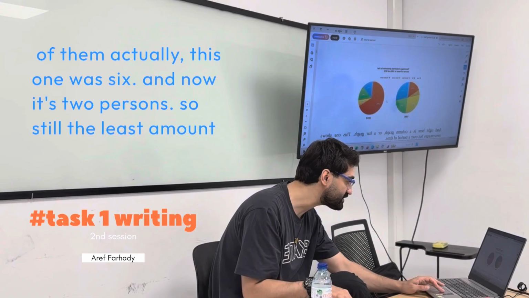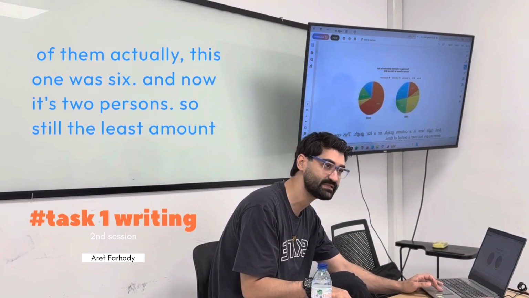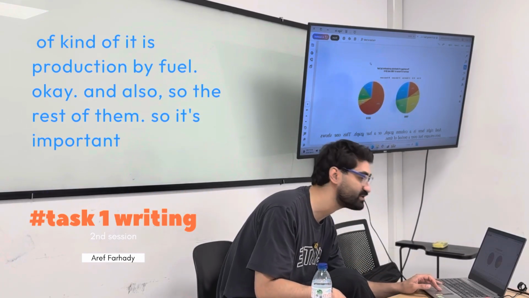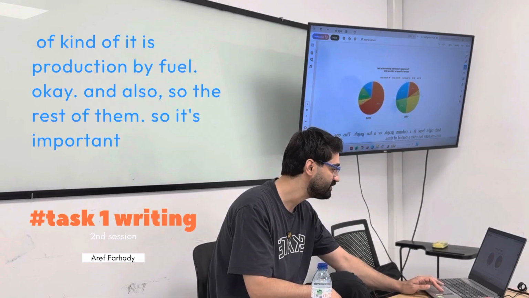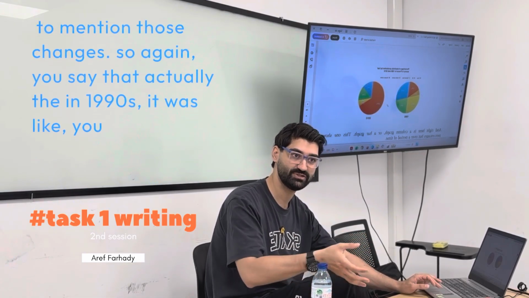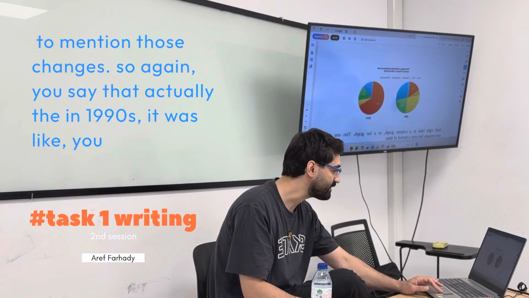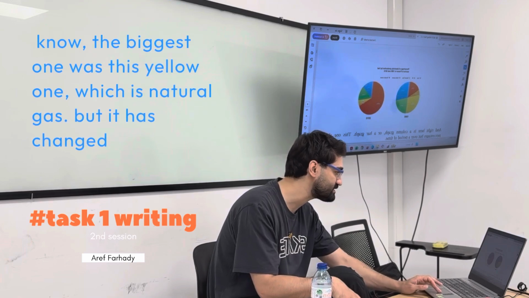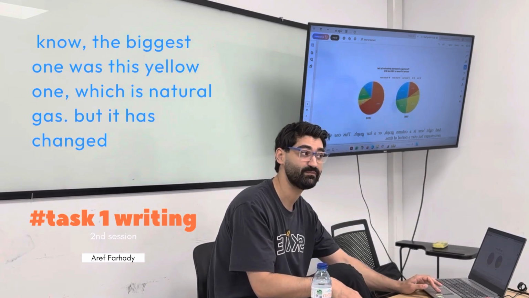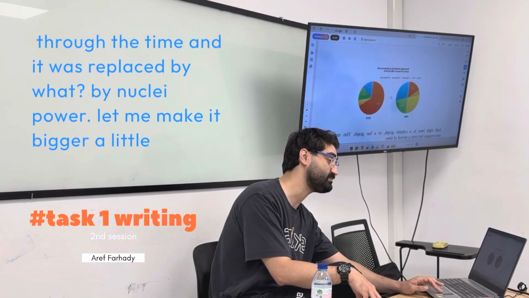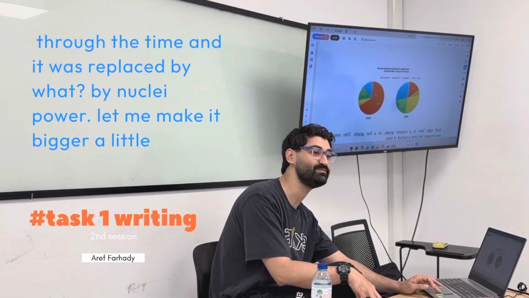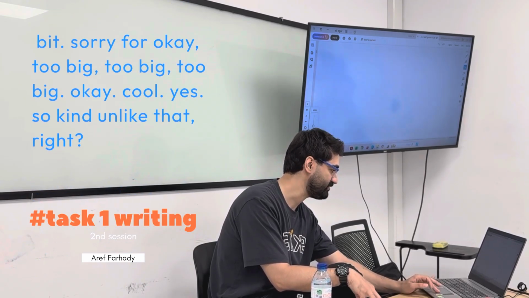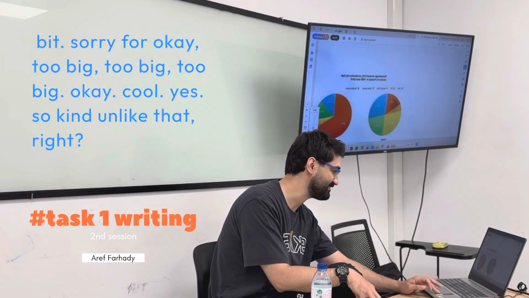And the rest of them, this one was 6%, now it's 2%. So it's still the least amount of production by fuel. So it's important to mention those changes. So again, you say in the 1990s, the biggest one was this yellow one, which was natural gas. But it has changed through time, and it was replaced by what? By nuclear power. Let me make it bigger a little bit. Sorry, okay, too big. Okay, cool.